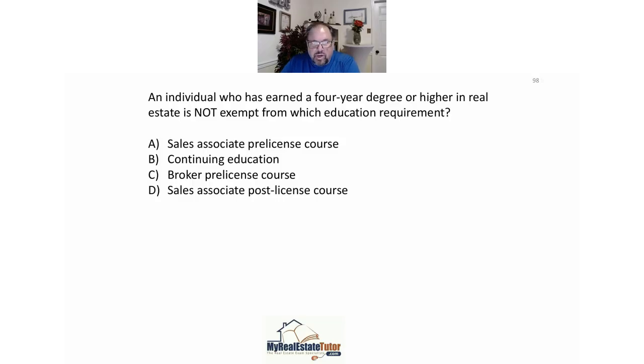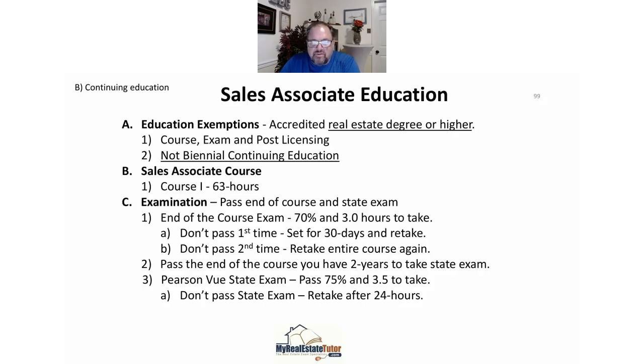Okay, let's review this real quick. This comes straight out of 475 under education exemption. Again, under A, real estate degree or higher, okay, 4-year degree or higher. You are exempt from course, exam, and post-licensing. What you're not exempt for if you hold a degree or higher is biannual continuing education, or every 2 years getting your continuing ed done.